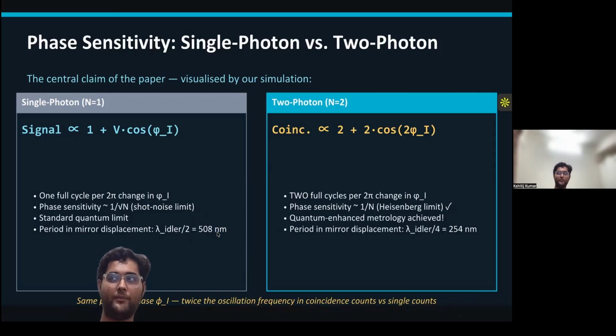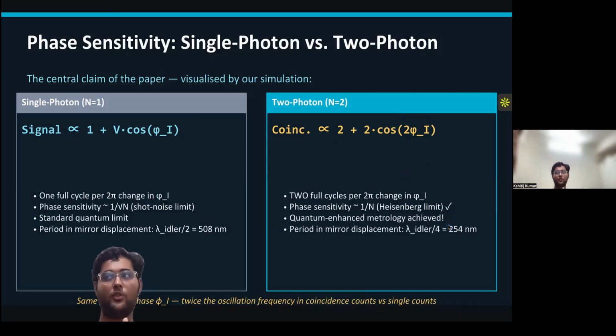The coincidence count goes as 2 plus 2 cosine of 2 phi. So it's the same physical phase phi being applied to the same undetected idler photon, but the detected signal oscillates twice as fast, 2 full cycles per 2 pi. The period in mirror displacement is lambda idler over 4, which comes out to be 254 nanometers.